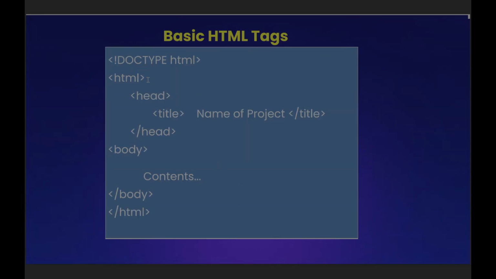First let me tell you what a tag is. A tag is something that is written inside the angle brackets. Okay, you can see this is the angle bracket. So angle bracket, angle bracket, these all are the tags.